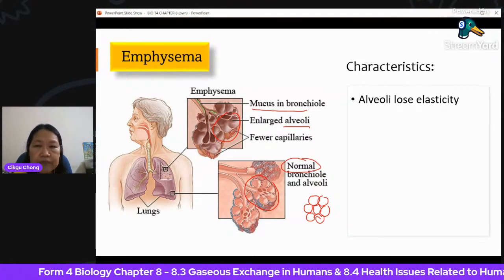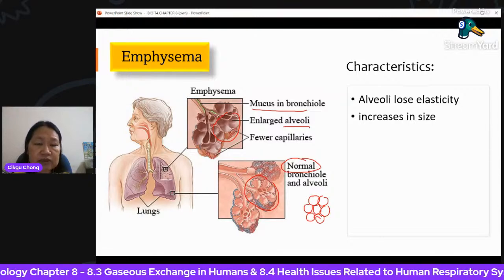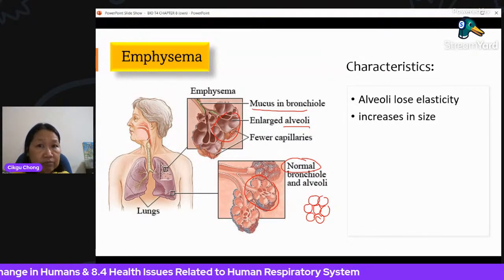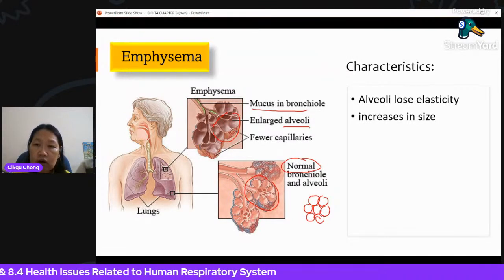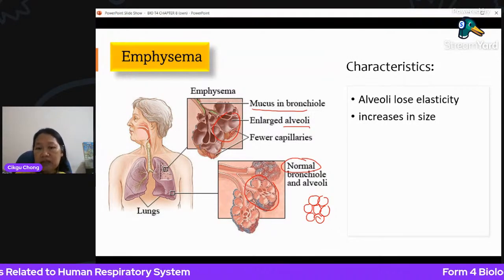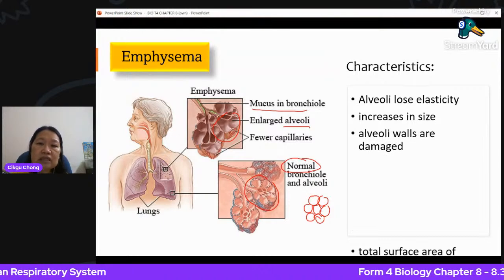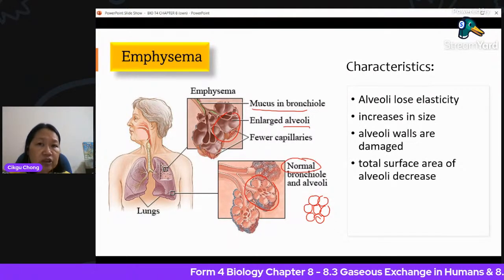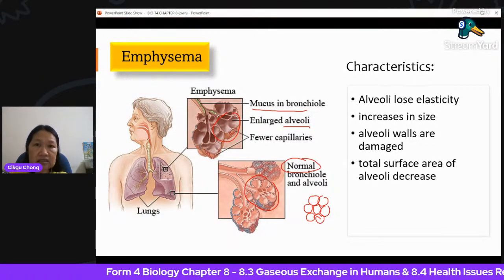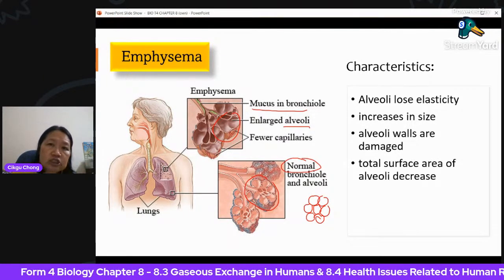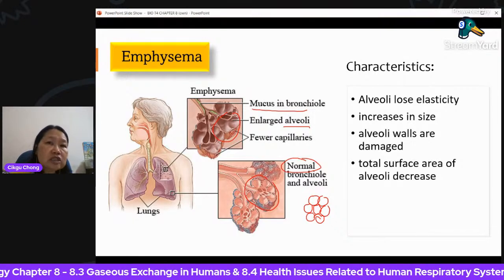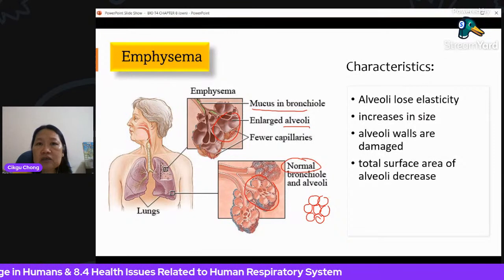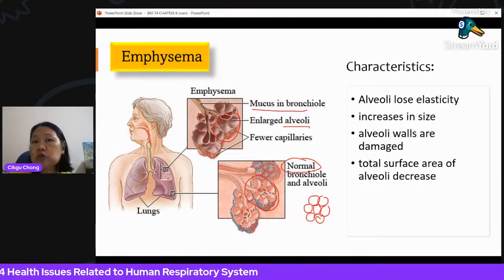So this is alveoli. It increases in size because, as I mentioned, they combine. The wall in the middle that separates your alveoli has already been corroded, so it combines and the size increases. And this actually reduces the total surface area. When the total surface area reduces, that means diffusion is less. When diffusion is less, less oxygen can be diffused into your blood, so you get less oxygen delivered to your body cells. So you're just breathless. One of the symptoms is also breathlessness.